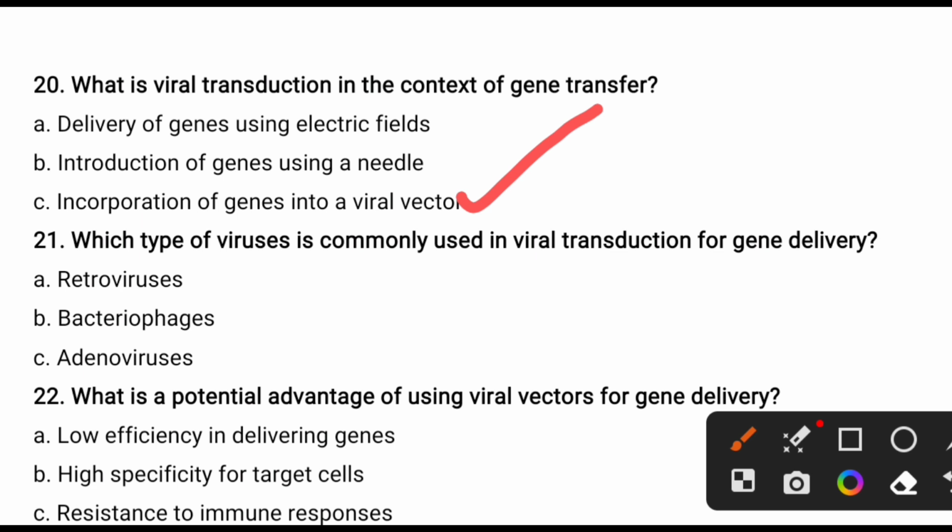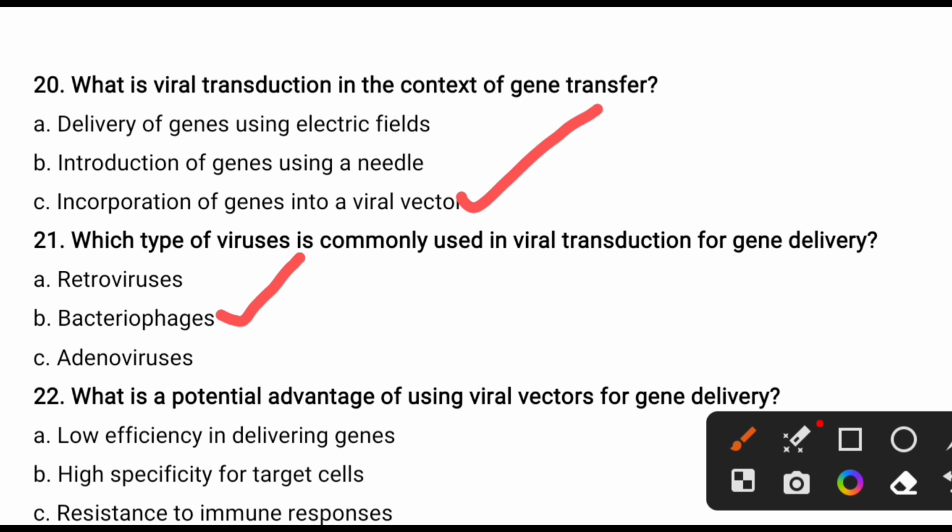Which type of viruses is commonly used in viral transduction for gene delivery? Options are retroviruses, bacteriophages, adenoviruses. So the correct answer is bacteriophages. They are generally used for the gene transfer method. Okay, let's see the next question.